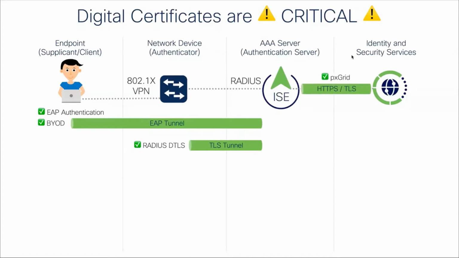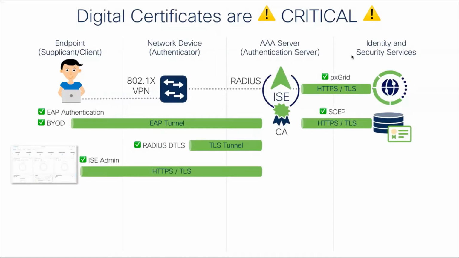If you're going to share any information with different security applications over pxGrid, Cisco's Platform Exchange Grid, that's going to require a secure tunnel. And all these things use certificates on ISE to accomplish this, including when we provision certificates to our BYOD endpoints, we can use the Simple Certificate Enrollment Protocol, or SCEP, to do that. And of course, that's going to be done securely.